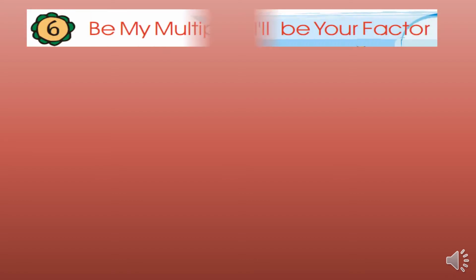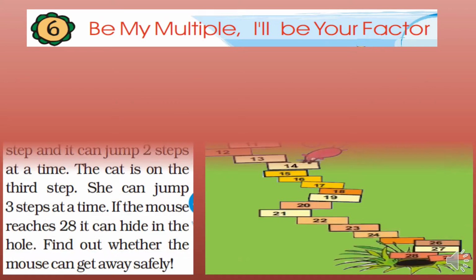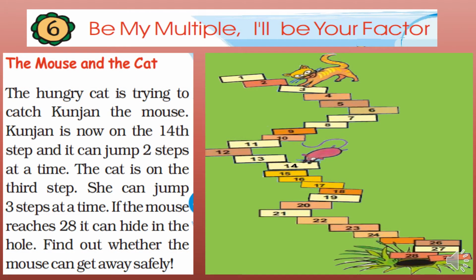Today we will start with chapter number 6, Be My Multiple, and I will be your factor. The mouse and the cat. As in the picture you can see that the cat is on number 3, and the mouse is on number 14. So the hungry cat is trying to catch Kunjan the mouse.